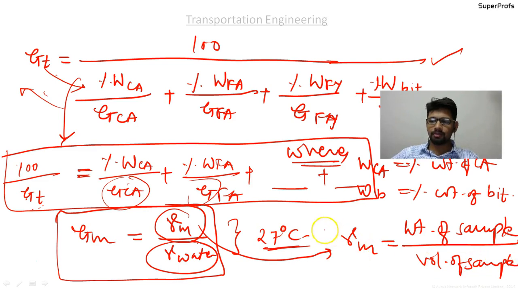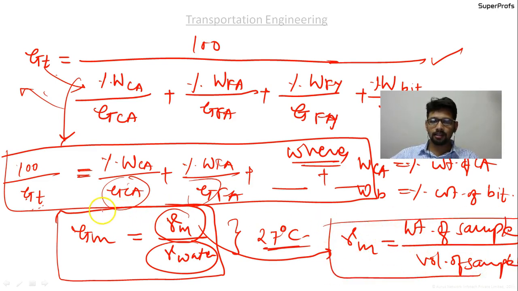So you have to simply measure the weight of the sample upon the volume of the sample. From there you will get the gamma value divided by the standard gamma of water, which is known to us. You will get the measured specific gravity of the bitumen concrete, and that can be used, okay.